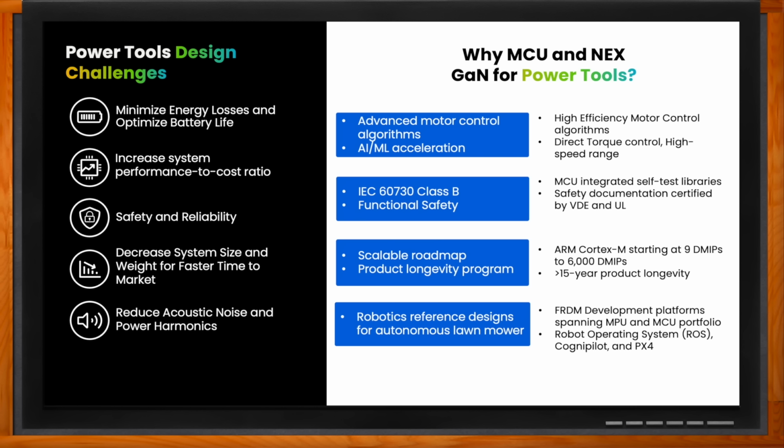And also robotics, reference designs for an autonomous lawn mower, for example, but that can also be used just about anywhere else. If you think of, let's say, a pool cleaner, which is also autonomous. If you can use it there, you can use it everywhere else, including hand tools. So with GaN and the amplifier that's GaN-based with the same MCU, you actually increase the system performance to cost ratio.